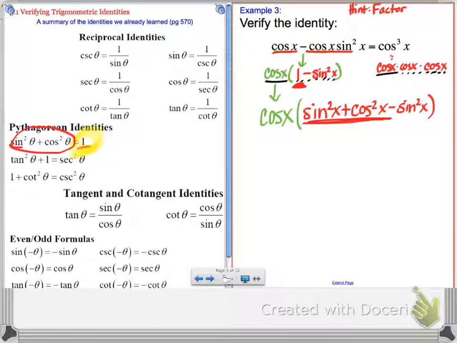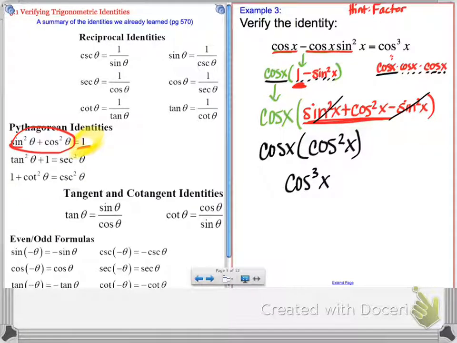Now we'll simplify what's in the parentheses there, canceling out the sine squareds. We're left with cosine squared. Hooray, we're left with what we want. We're left with cosine of x times cosine squared of x, which of course equals cosine to the third x. And we have met our goal of turning the left-hand side into the right-hand side. So you kind of have to be clever. You have to take some options and take some different routes. And you'll only get better with practice. So it's very important you keep up with your assignments this chapter.